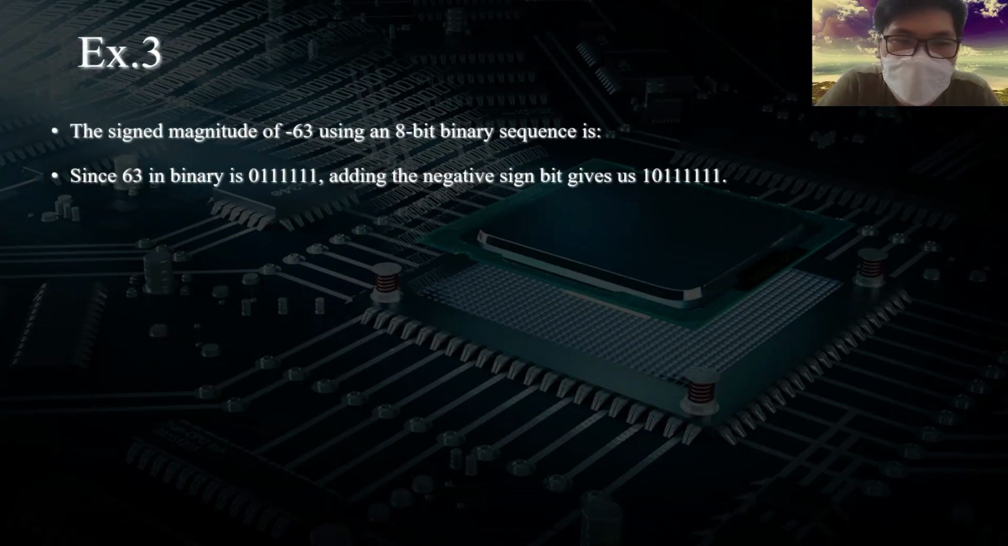Exercise 3. The sign magnitude of minus 63 using an 8-bit binary sequence is... 63 in binary is 0111111, adding a negative sign gives us 10111111.